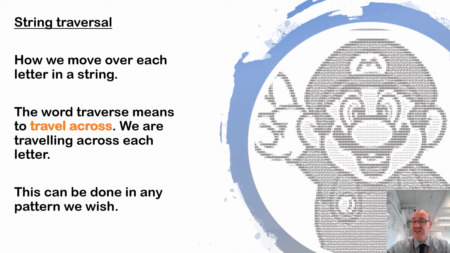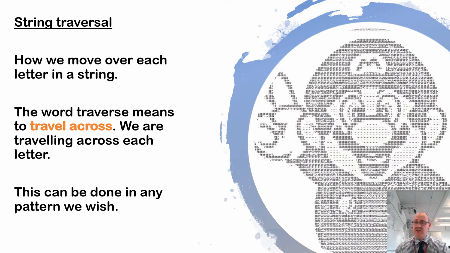So string traversal is how we are going to move over each letter of a string. As I said before, the word traverse means to travel across. Okay, so when we say string traversal, we're really looking at each individual letter in a certain pattern. That pattern might be looking at the first letter, then the next one, then the next one, all the way to the end. That pattern might be looking at the last letter, and then the second to last, and just going backwards. It might be looking at every second letter, or every third letter, or anything along those lines.